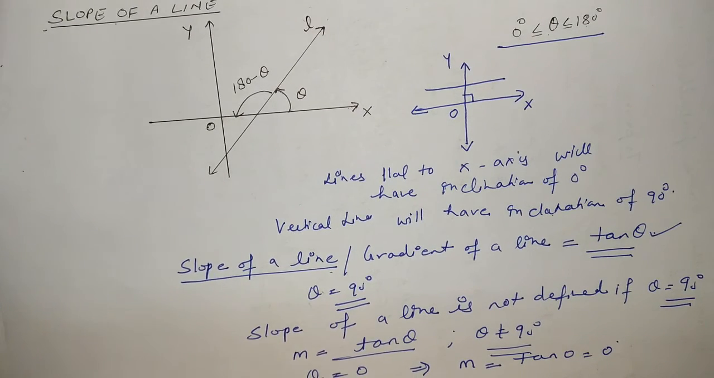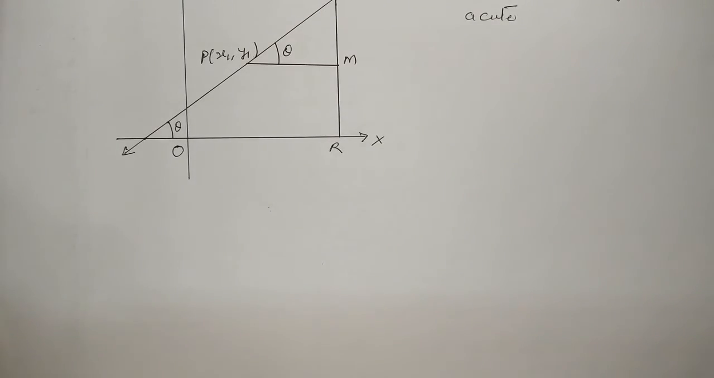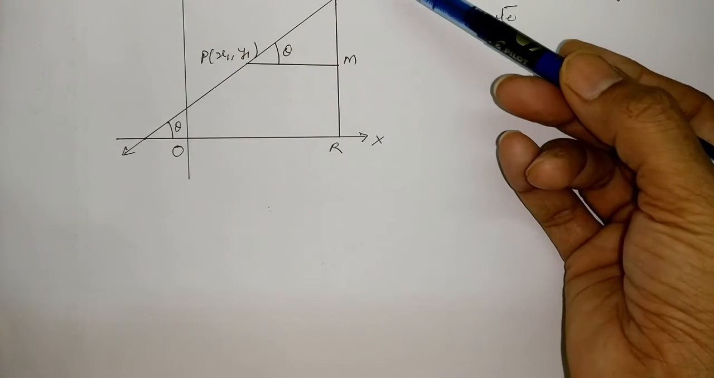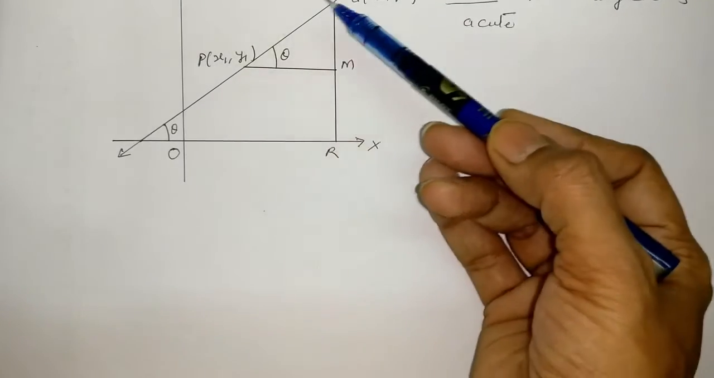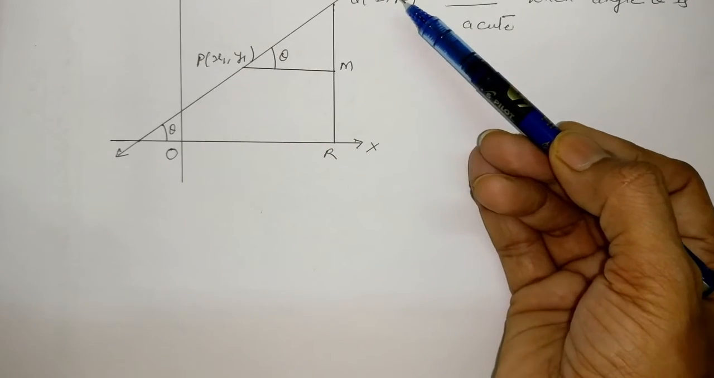Now next is, how do we find the slope of a line when the coordinates of any 2 points on the line are given? As you all know, a line can be formed by joining 2 points. So if we have 2 points, a line is formed. How do we find the slope of a line when we are given the coordinates of 2 points on it? For that, we assume we have this line L, and the points are P and Q, with coordinates x1, y1 and x2, y2.